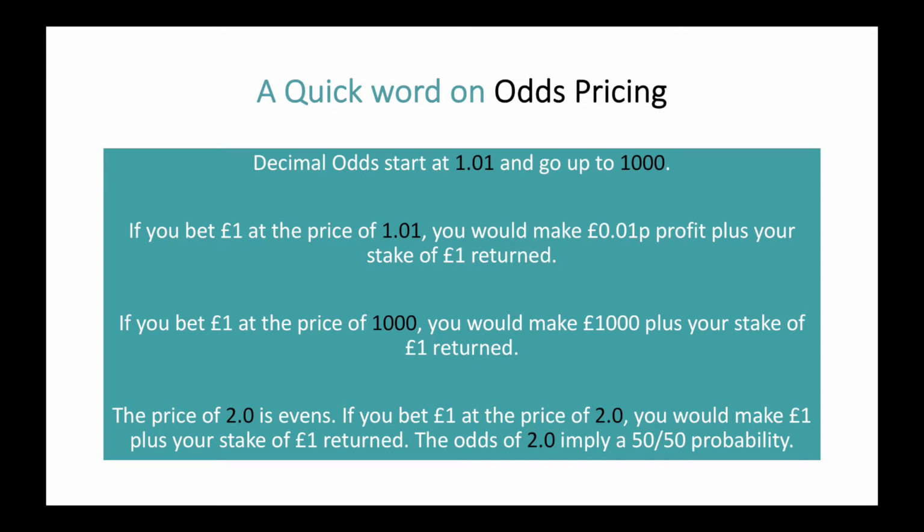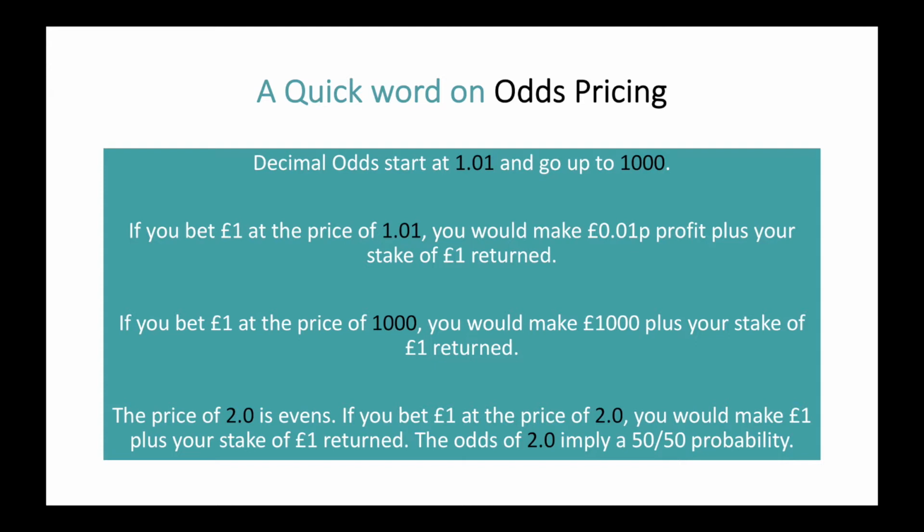Or a football team might well go down to the price of 1.01 if, for example, they're 4-0 up in the 90th minute. Now if you were to bet £1 at the price of 1,000, then you would make £1,000 plus your stake of £1 returned. So essentially, the lower the odds are, the higher the probability of the event occurring, and of course the lower the profit. Don't worry if you are completely new to decimal pricing, this will all become second nature to you in next to no time at all.